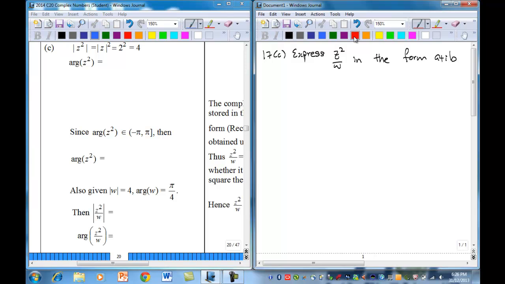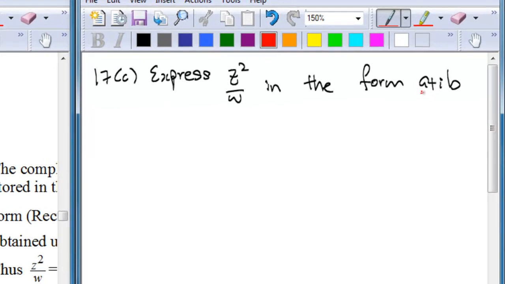In example 17C, we are required to express the complex number z squared over w in the form a plus ib. When we recall the concept that we have applied in the earlier parts of example 17, the real and imaginary part of a complex number, we notice that a, being the real part of the complex number required, is r cos theta, and b will be r sin theta, since b is the imaginary part of the complex number.